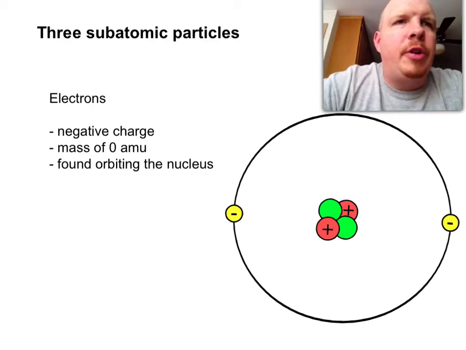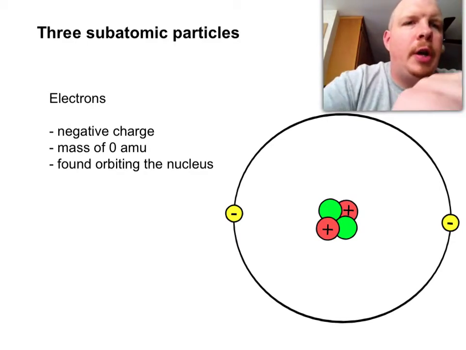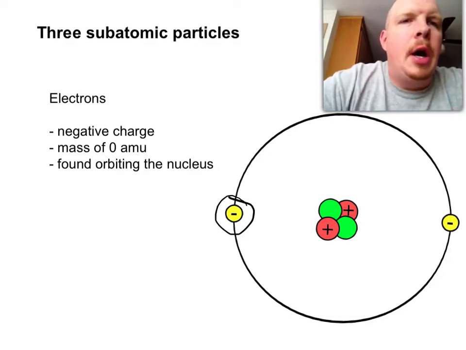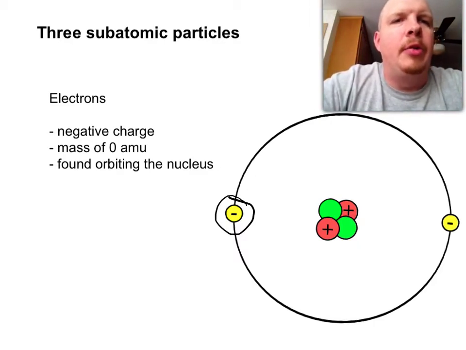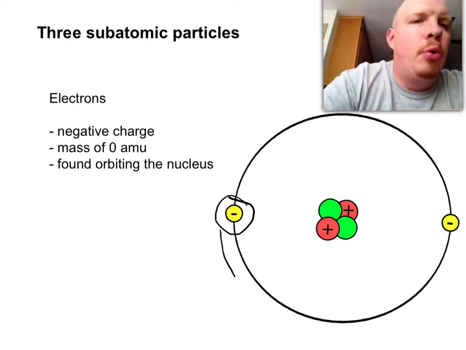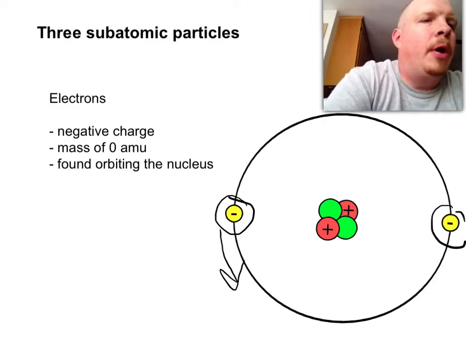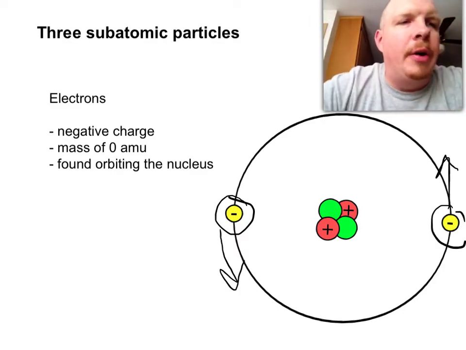And the last of the 3 subatomic particles are electrons, and these are the yellow ones right here. They have a negative charge. They essentially, for biological purposes, have a mass of 0 AMU. We're going to say that they don't have any mass. They actually do have mass. I don't remember how much, but it's negligible, means not a whole lot. And they are not found in the nucleus. They actually will move or orbit around the nucleus. So they go whizzing round and round and round the nucleus. And this is where interactions between atoms to make molecules happens. It all happens with the electrons.